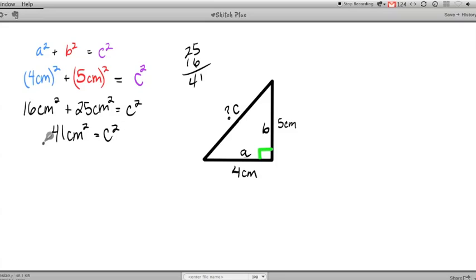So I have 41 centimeters squared, and that equals c squared. Now, I'm going to take the square root of both sides, but 41 is not a perfect square. So if I don't have a perfect square and I can't simplify the radical, I'm just going to leave that inside the square root sign. So 41, and then the square root of centimeter squared is just centimeters. So this length right here is the square root of 41 centimeters, and that's more than 6 and less than 7, so somewhere in between there, as I have my length.